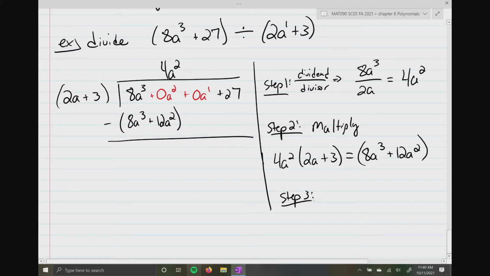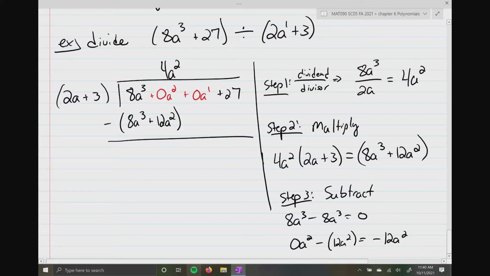So, step three. Remember, write it out. Subtraction. 8a to the third minus 8a to the third equals 0. Also, 0a to the second minus 12a to the second equals negative 12a to the second. So I write that directly beneath and drop down my next term.